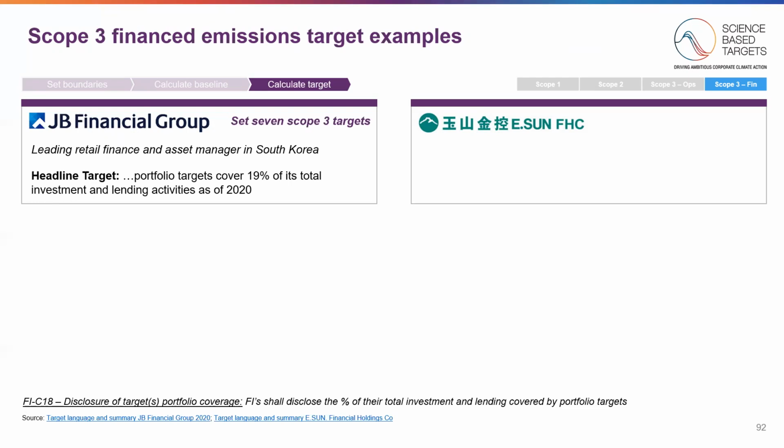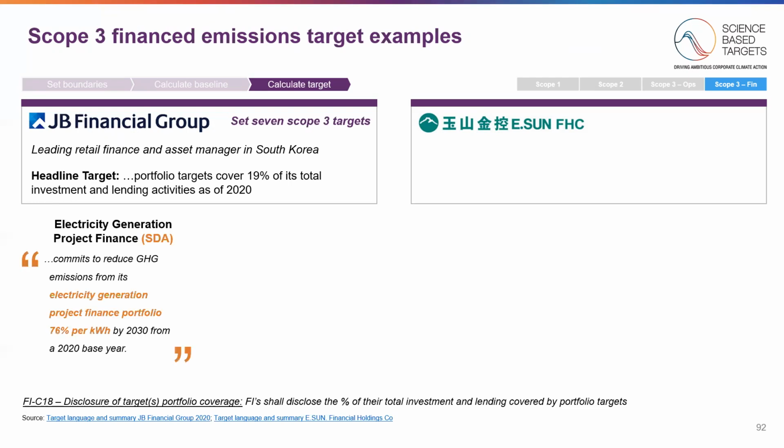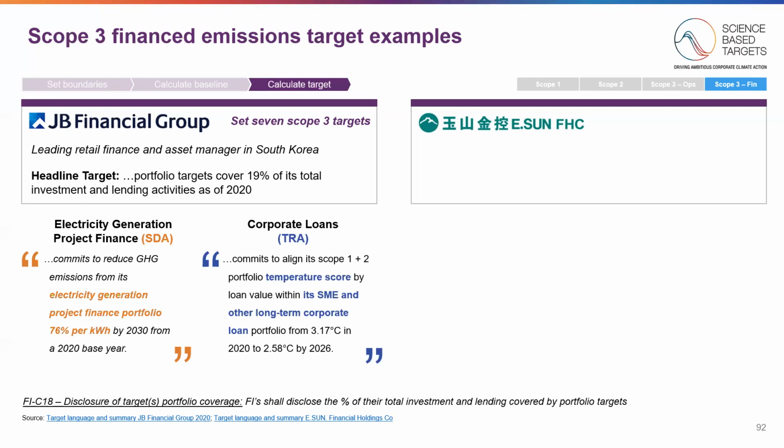Within their 7 targets, they use multiple methods. Since the electricity generation projects must be tracked using the sectoral decarbonization approach, one of their targets aggregates their electricity generation project finance portfolio with an admirable target of 67% per kilowatt hour reduction by 2030 from their 2020 base year. For their corporate loans, they use the temperature rating score. It's worthwhile to note that they included their small and medium enterprise or SME loans, which are currently optional. As a reminder, companies without a publicly stated ambition receive a default score of 3.2 degrees in temperature rating methodology.